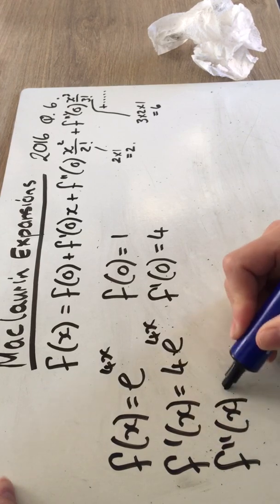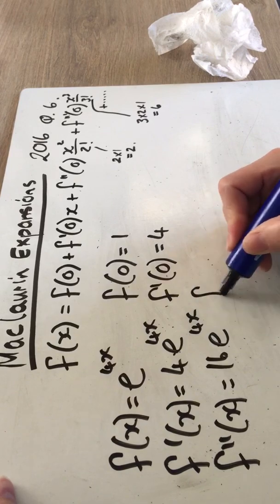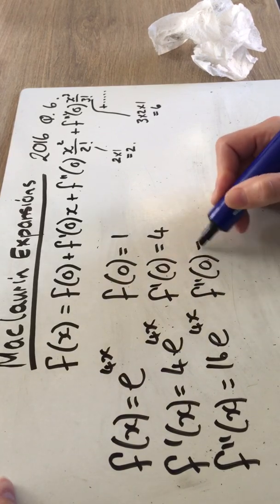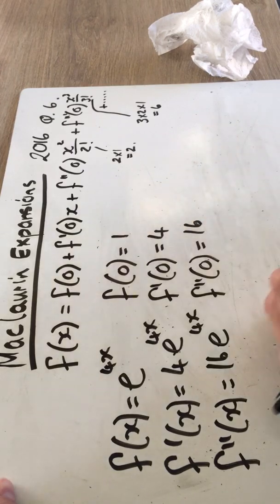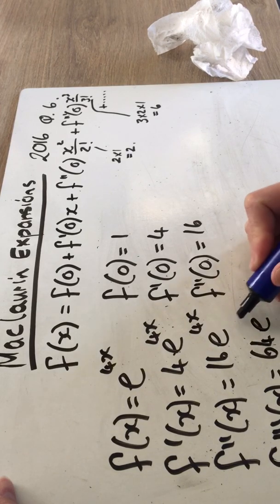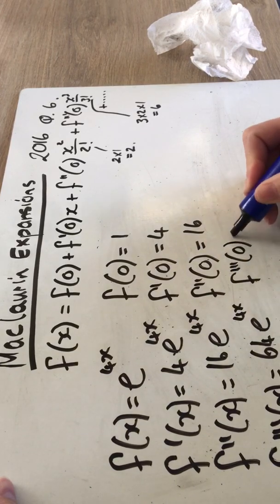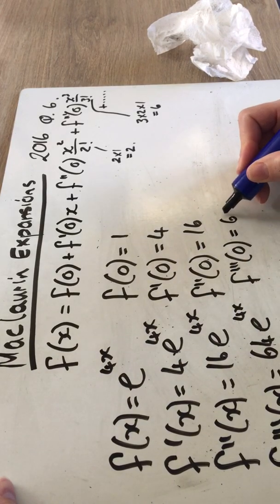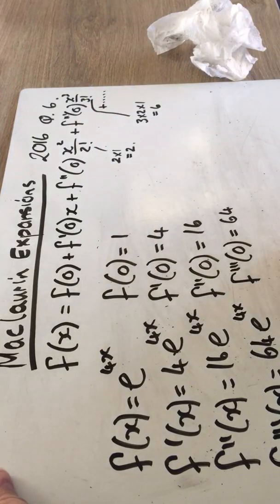Second derivative, chain rule again, 16e to the 4x, and subbing in 0, the exponential part is 1 times 16 is 16. And then we need to do our third derivative, which chain rule again, 64e to the 4x, and sub in 0 gives you 64. So you're then substituting that into the Maclaurin expansion there.